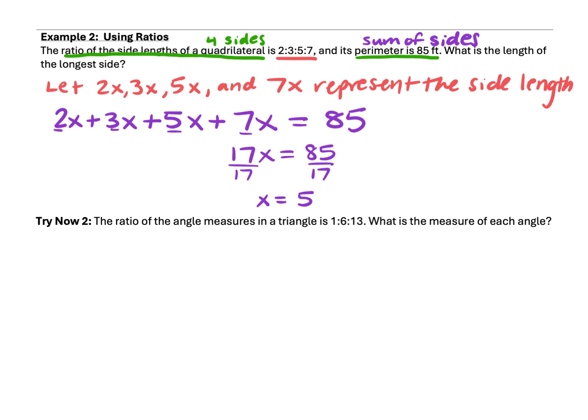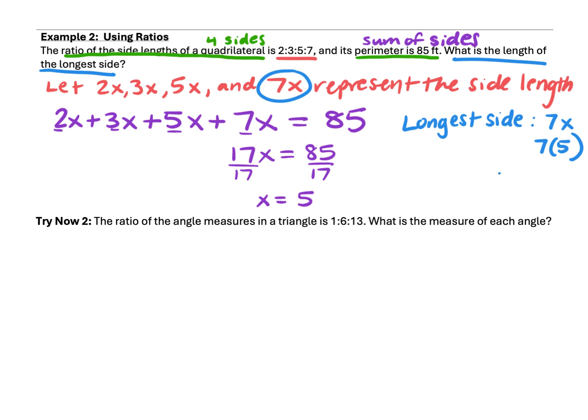Now, the directions didn't ask us to solve for x. There's not even an x in this problem. We want to figure out what is the length of the longest side. Well, the longest side is the biggest of the ratios. So the longest side has to be 7x. Now if we plug in 7 times 5, that makes the longest side 35. And then since the perimeter is in feet, the longest side would also be in feet.